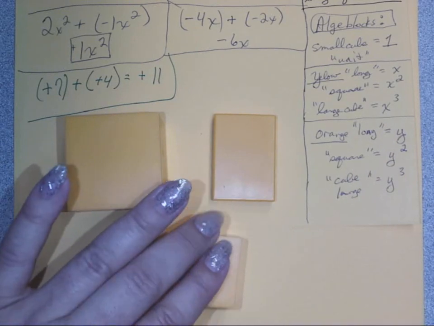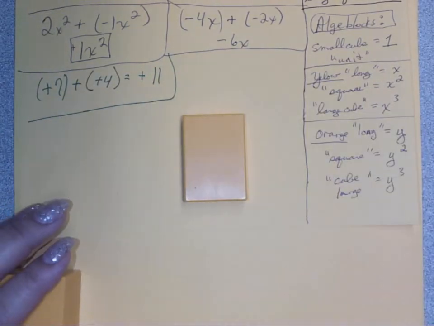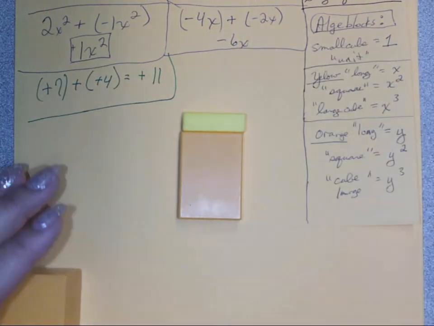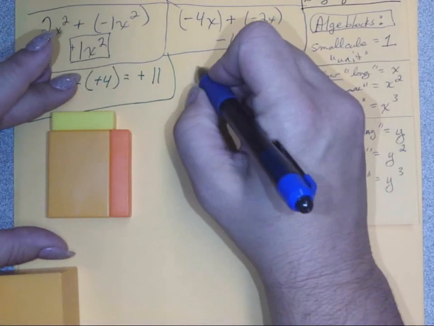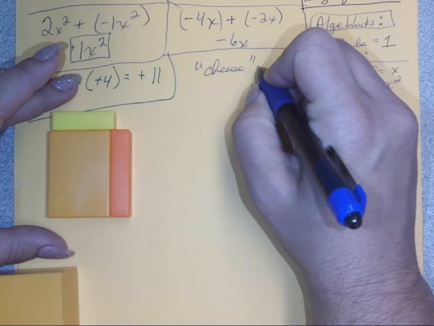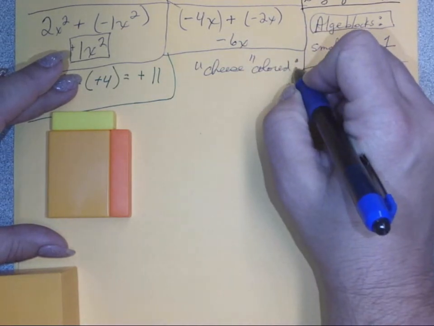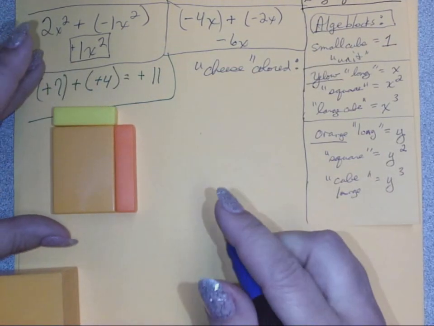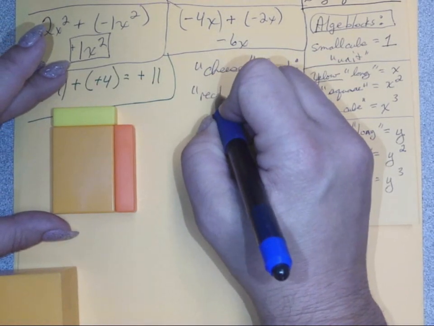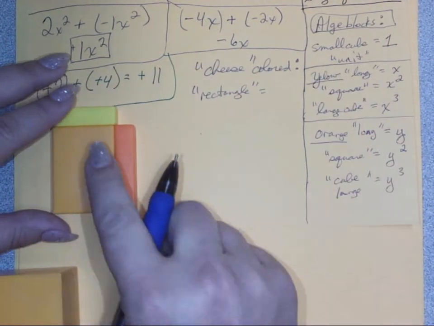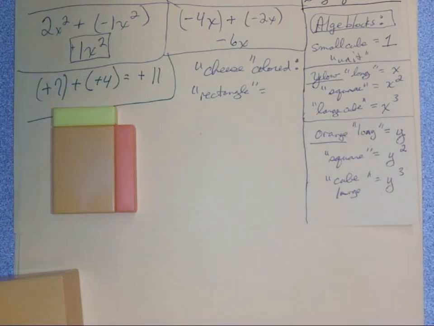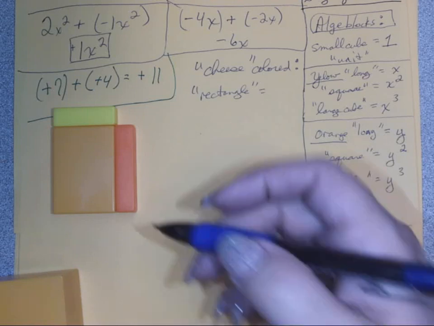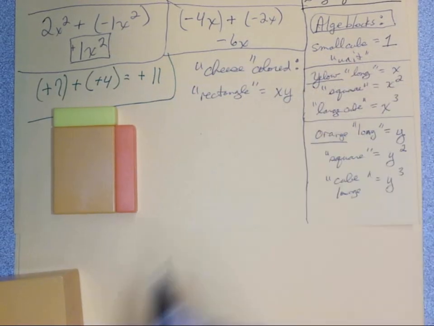So what about these things? Well, we've got this one, and if I look at him, his width is an X, and his length is a Y. Okay, so the cheese colored ones. There's one, now this isn't a square anymore, right? This is a rectangle. And he's X wide and Y long, and we know for any rectangle, his area would be X times Y. So this guy is my XY piece.